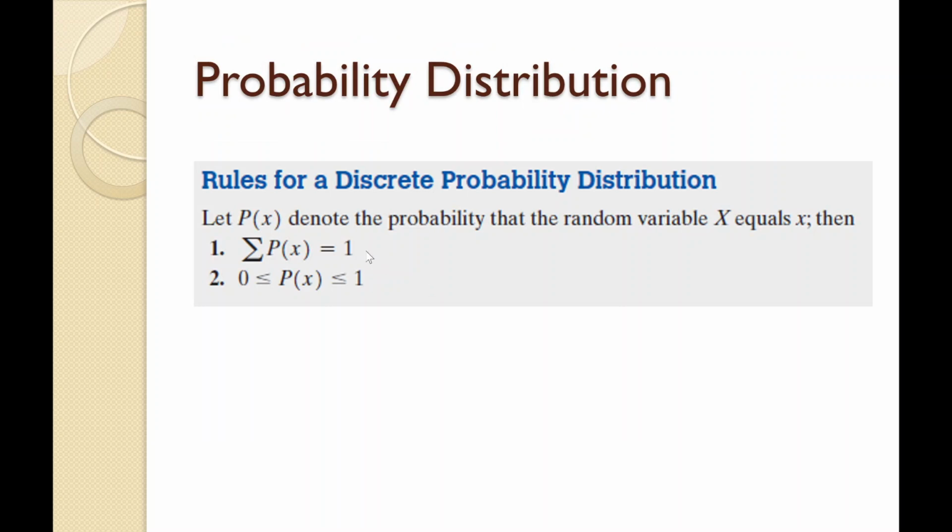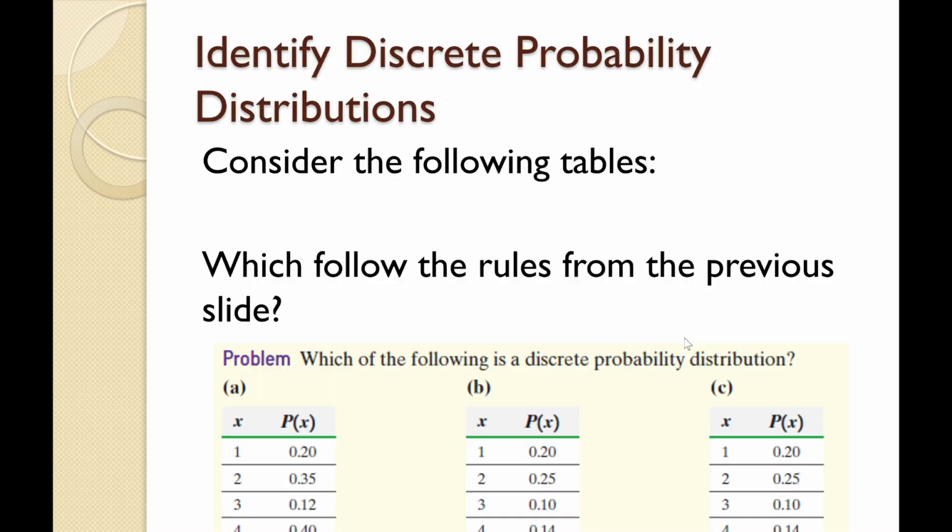So let's let P(x) denote the probability that a random variable X equals x. Then the sum of P(x) is equal to 1, so the probabilities add up to 1. All that means is every value for the probability distribution adds up to 1. And then all of the probabilities are between 0 and 1.